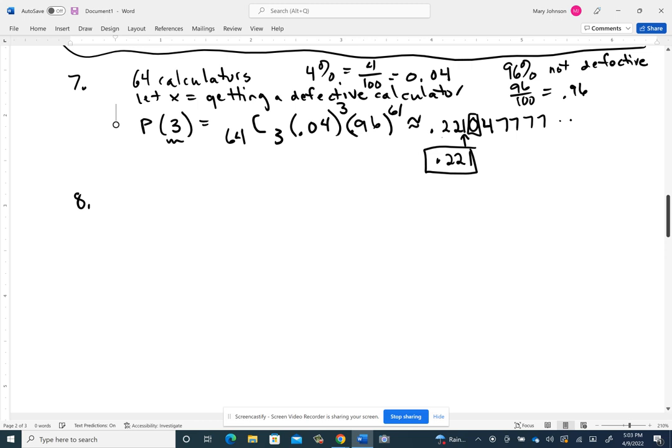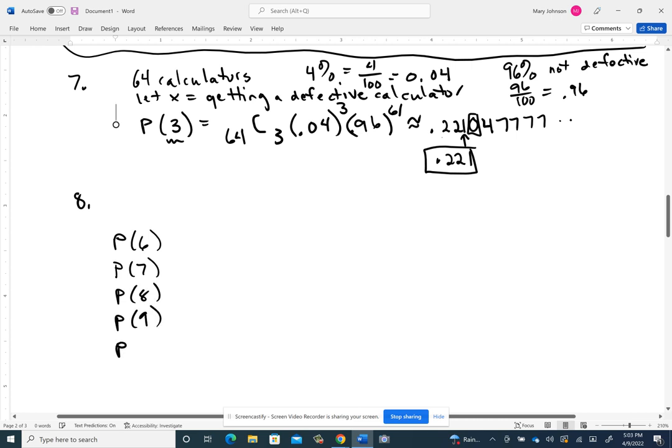On number 8, we had a multiple choice test with 10 questions. There's 4 answers for each question, and we want to know the probability that a student will get at least 6 answers correct. So what we really want to find is the probability of getting exactly 6. But then we're going to find the probability of getting exactly 7, exactly 8, exactly 9, and exactly 10. And then we'll just add all of those once we get those figured out.